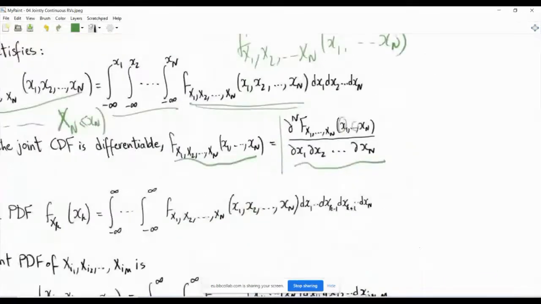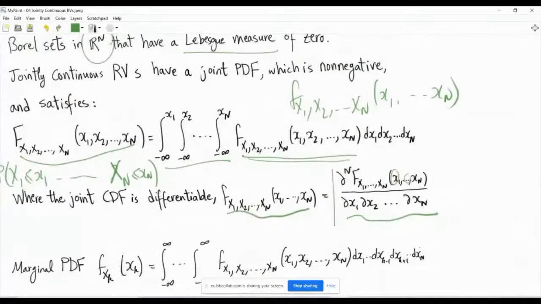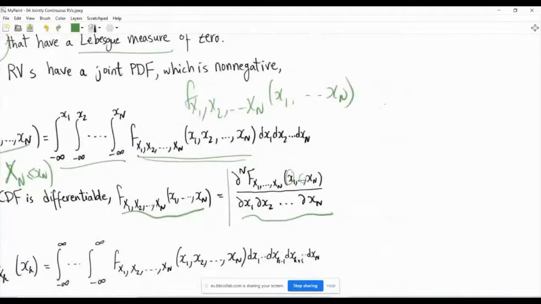Now, if you are interested in this probability, for example, if you have two random variables and you're interested in something like this, a1 to b1, comma, a2 to b2. So if you want x1 to be between a1 and b1, and you want the probability that x2 is between a2 and b2, how can we obtain this probability from the PDF?